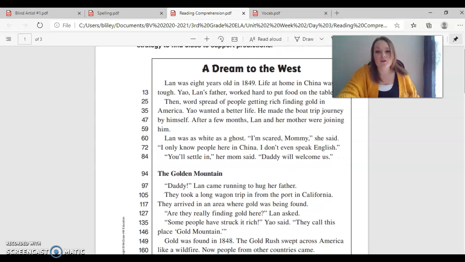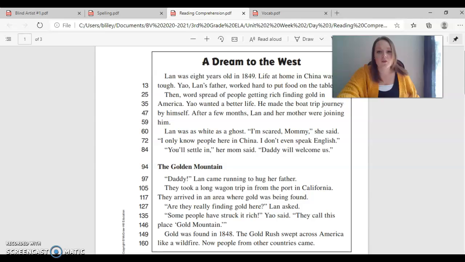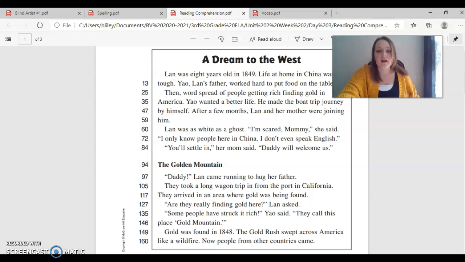So our reading comprehension passage today is A Dream to the West. Lan was 8 years old in 1849. Life at home in China was tough. Yang, Lan's father, worked hard to put food on the table. Then word spread of people getting rich finding gold in America. Yang wanted a better life for his family. He made the boat journey by himself.